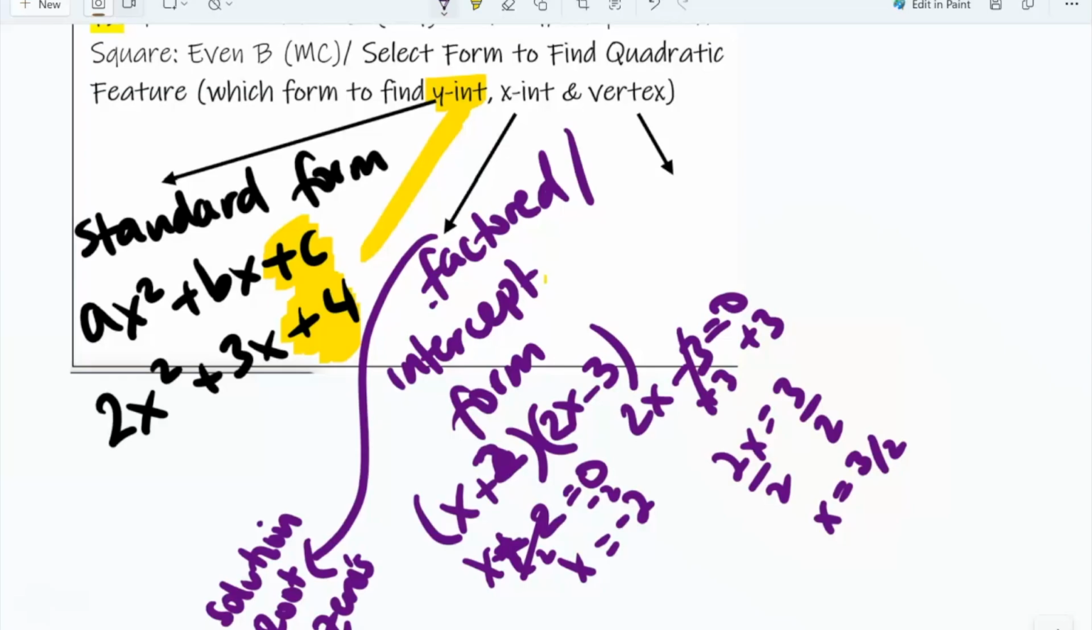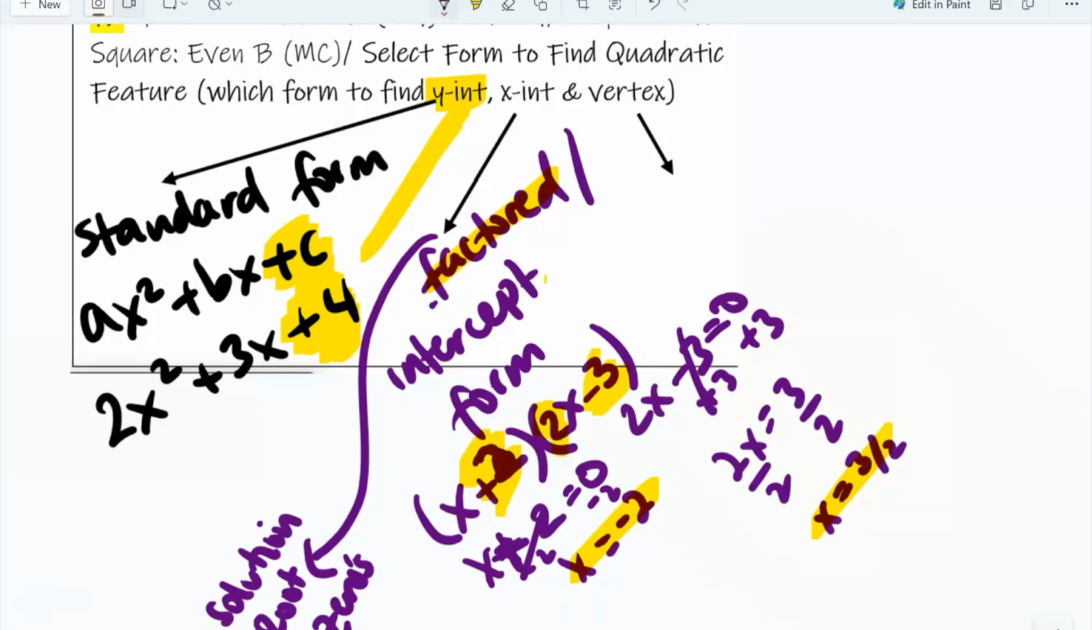And if you remember, if you have a number in front of the x, you have to make it a fraction. Okay, or you can do it the long way, which is solve it. All right, so that's how you find your x-intercept. So that's factored form. Your x-intercept is the opposite of the parentheses. And if it has a number there, don't forget to divide by that number.